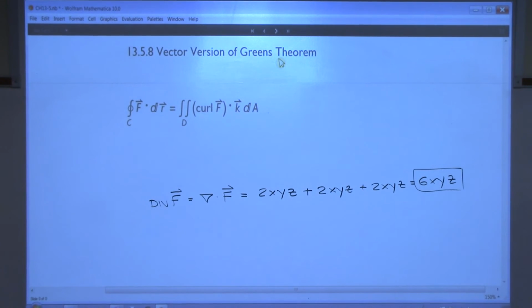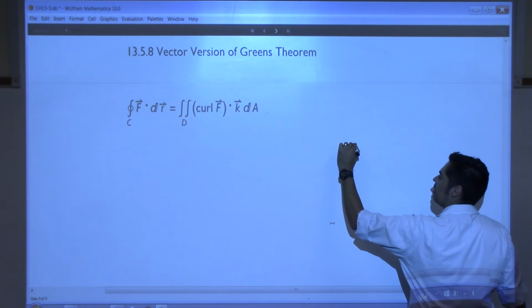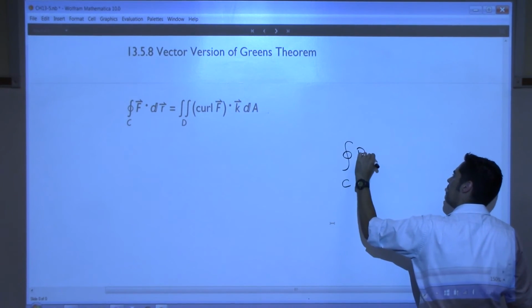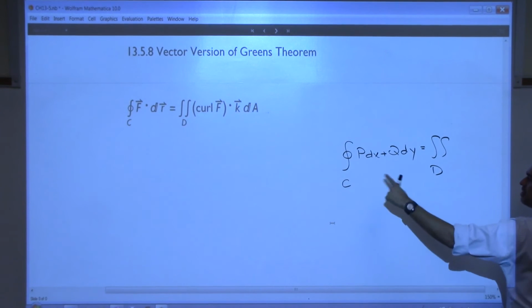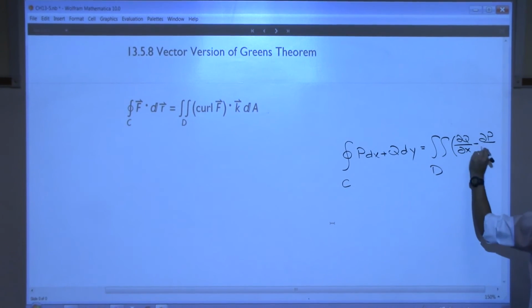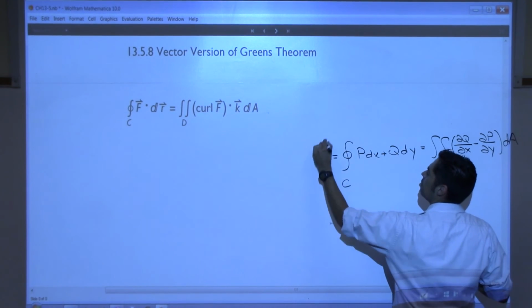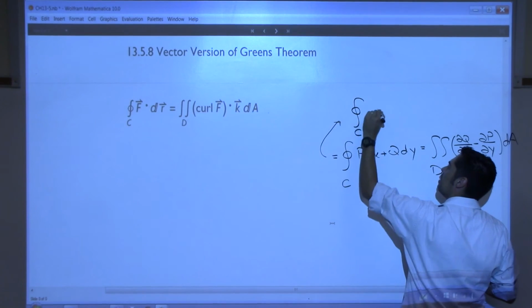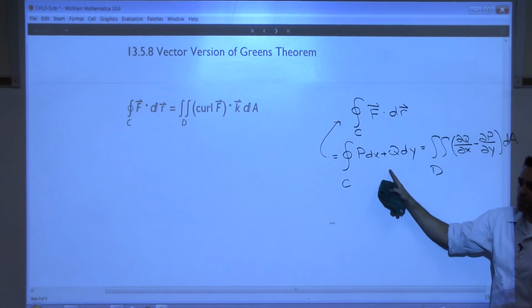Now, this is going to look weird. But remember Green's theorem, right? Green's theorem says that the line integral along closed curve C, P dx plus Q dy, is equal to the double integral over the region D that C encloses of partial Q with respect to x minus partial P with respect to y dA. That's Green's theorem. And this is equal to the line integral over C of F dot dr. Do you agree with that?